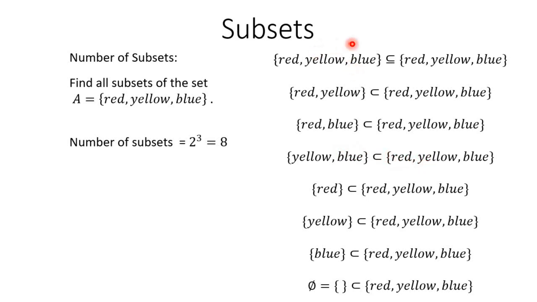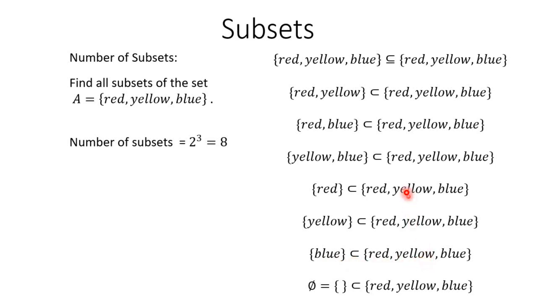Now we're going to take out 2 elements at a time. So first we'll keep red and take out yellow and blue. This is a single element subset of set A. So this set with just red is a proper subset of set A. Also, if we take out red and blue and we just leave yellow, this is also a proper subset of set A. And if we take out red and yellow and just leave blue, then we have this set with just blue is a proper subset of set A.